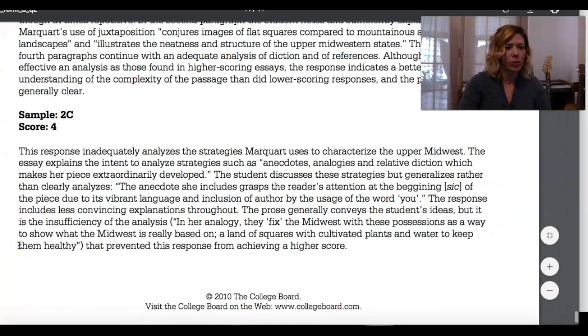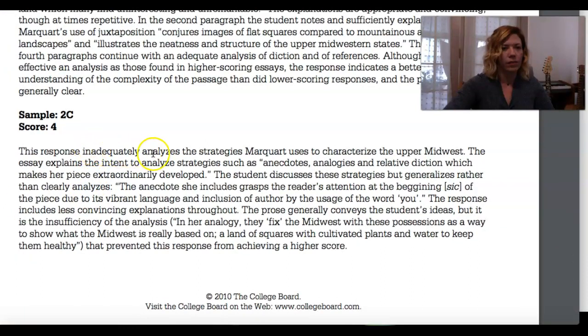And it says, this response inadequately analyzes the strategies the author uses to characterize the Upper Midwest. The essay explains the intent to analyze strategies such as anecdotes, analogies, and relative diction, which makes her piece extraordinarily developed. The student discusses these strategies but generalizes rather than clearly analyzes. The anecdote she includes grasps the reader's attention at the beginning, spelling incorrect, of the piece due to its vibrant language and inclusion of author by the usage of the word you. The response includes less convincing explanations throughout. The prose generally conveys the student's ideas, but it is the insufficiency of the analysis.